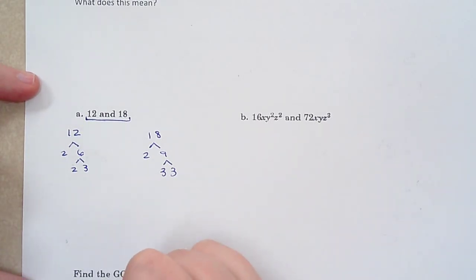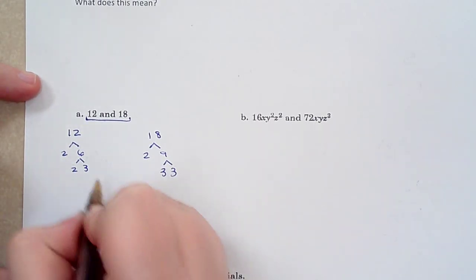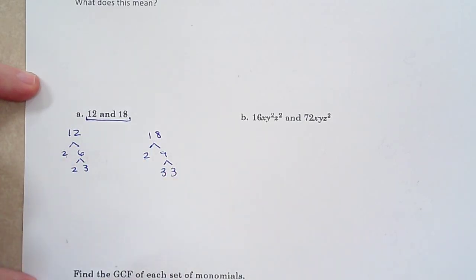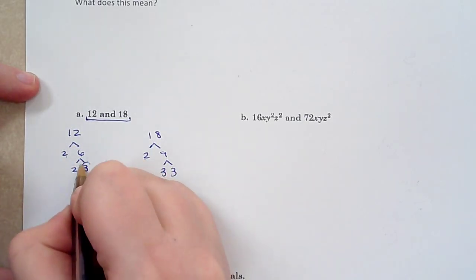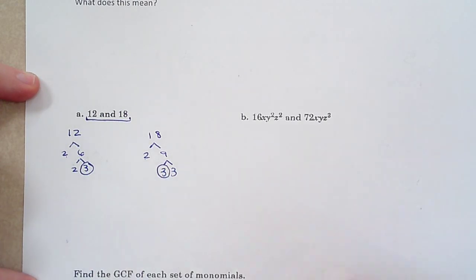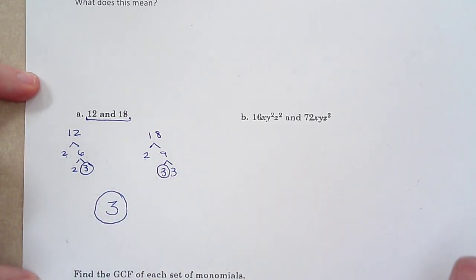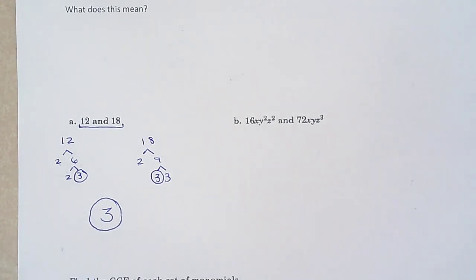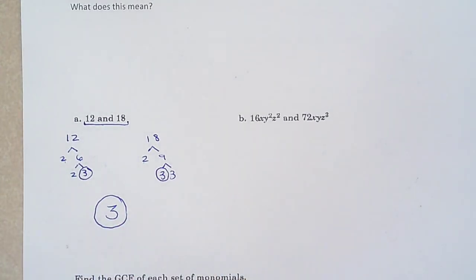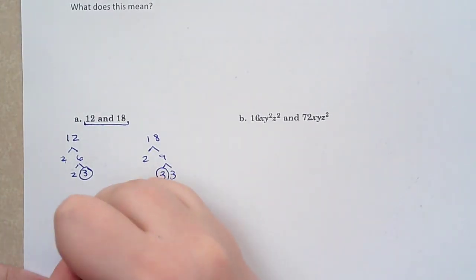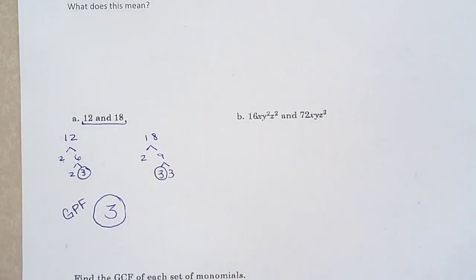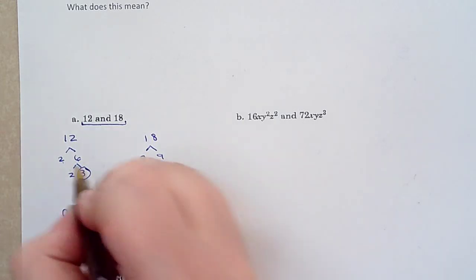So if I want the greatest factor that they have in common, I see that they have 2's in common, but they also have 3, which is greater than 2. So the greatest common factor of 12 and 18 is 3. However, this isn't the greatest composite factor. This is the greatest prime factor. This is not the one we're going to be mainly talking about.